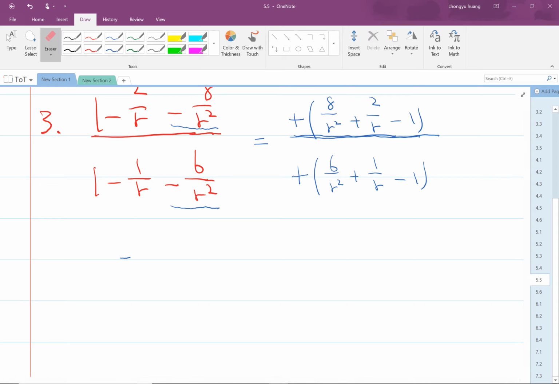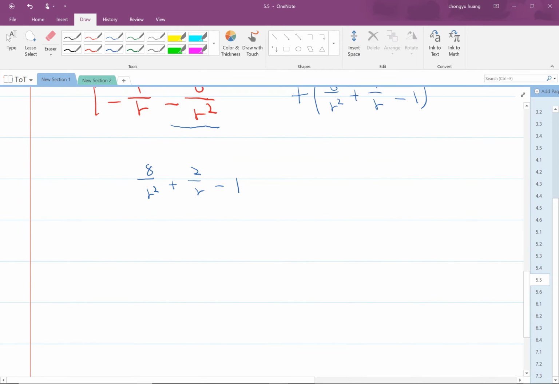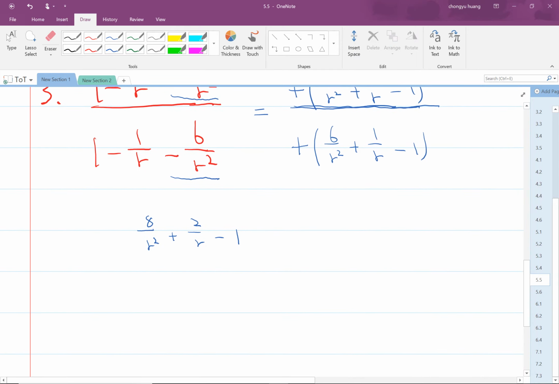Let me use my eraser because I think it's a little bit messed up. So we've got 8 over r squared, and then plus 2 over r, and then minus 1, right? Let me move it down a little bit, I think there's a lack of space.